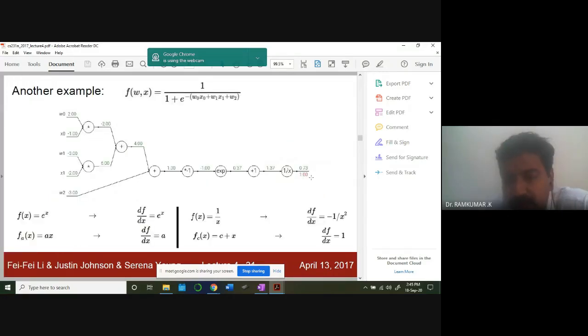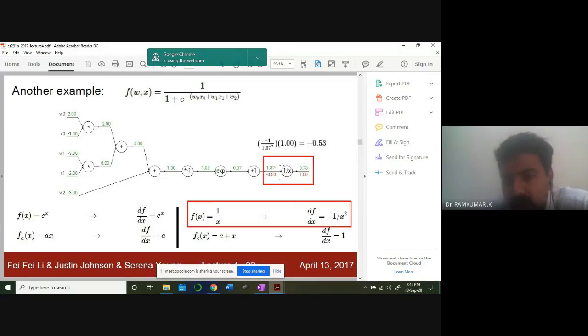Here what I have? ∂F by ∂F I have. In order to compute ∂F by ∂X, what I am doing? ∂F by ∂X into ∂F by ∂F. That's going to be minus 1 by X square. So that's what this value is, into 1. ∂F by ∂F is equal to 1. Okay? So this is ∂F by ∂X I have computed. That's going to be minus 0.5.